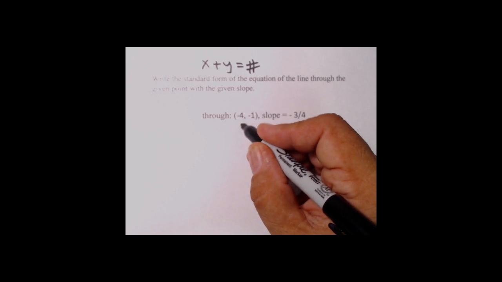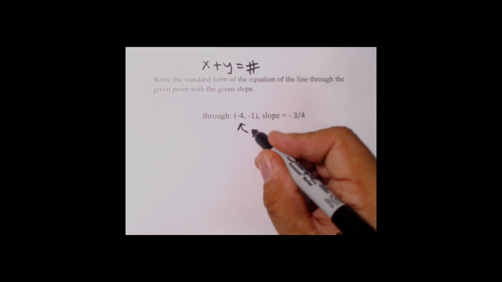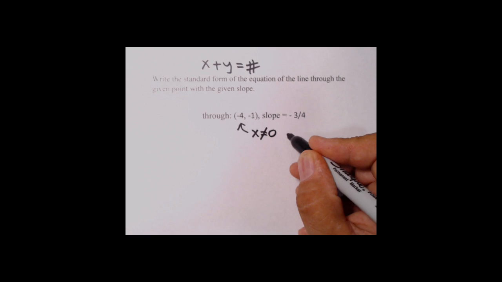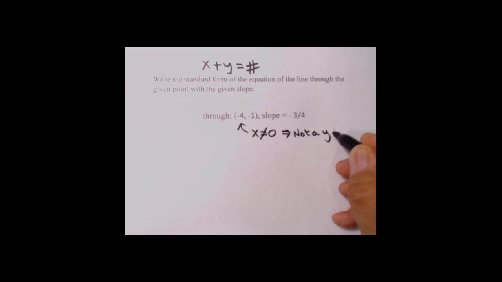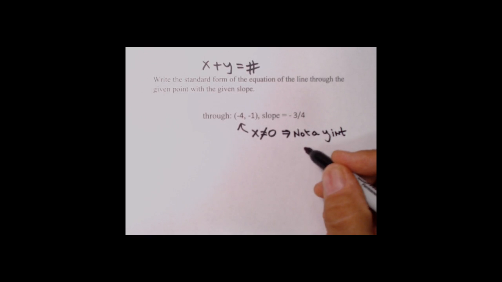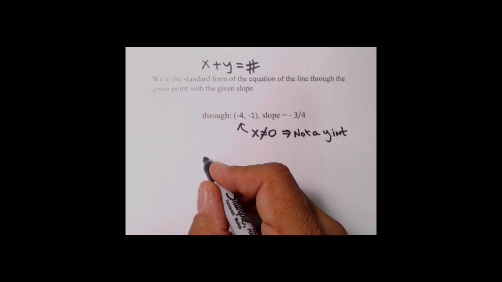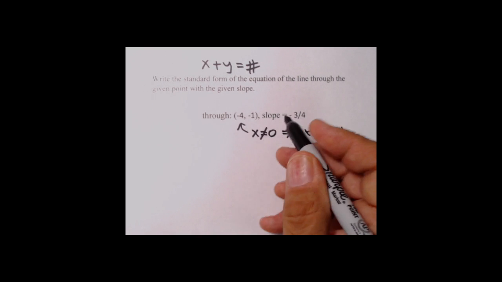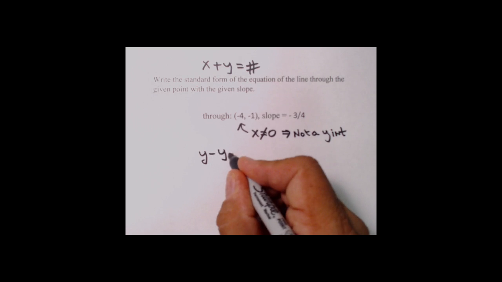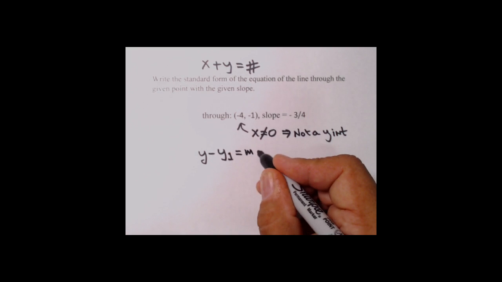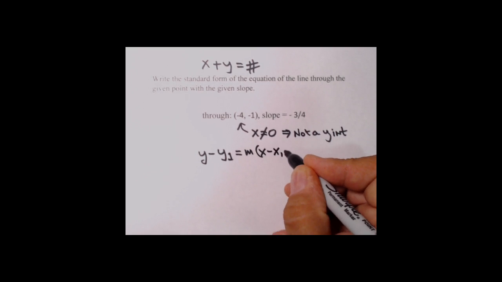Now notice once again, you see this x value? X is not equal to 0. So again, this is not a y-intercept, which means we cannot start with y equals mx plus b because we don't know b, which is the y-intercept. Okay, so what we're going to have to use then is the point slope, anytime you have some point out in the middle someplace. So here it is, y minus y1 equals m times x minus x1.